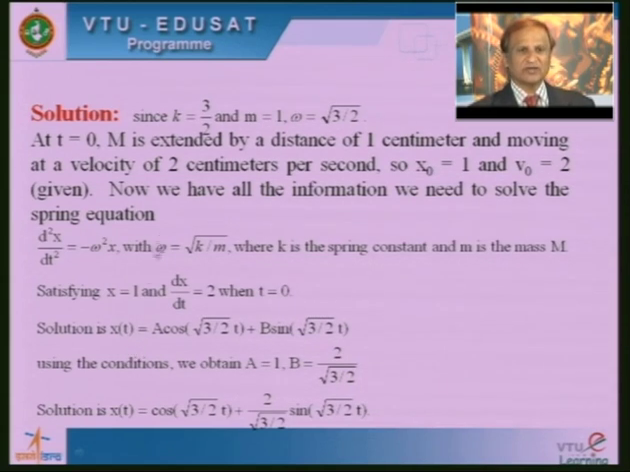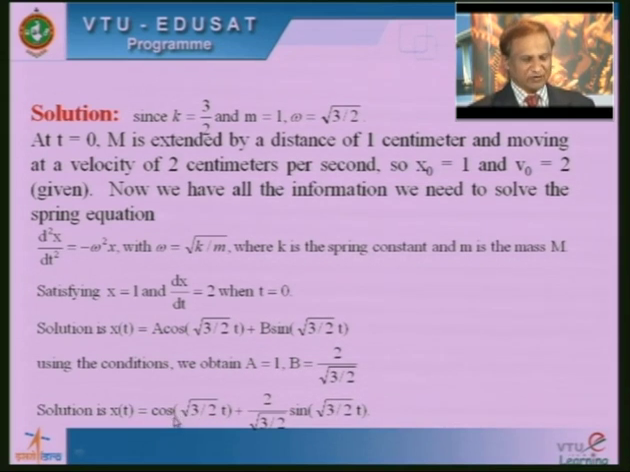Now, they have given initial conditions. By using the initial conditions, as usual, you can find the values of a and b. Here a and b are arbitrary constants. Using the conditions we obtain a equal to 1 and b equal to 2 divided by square root of 3 by 2. Then I can replace a by its value and b by its value.